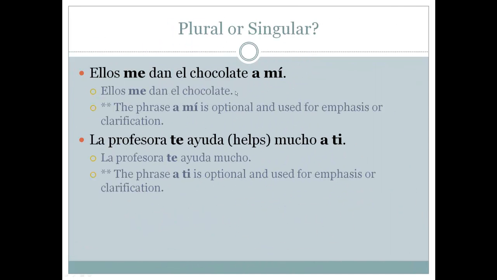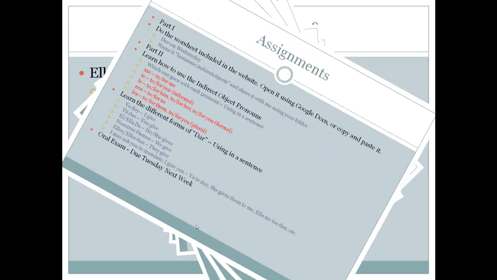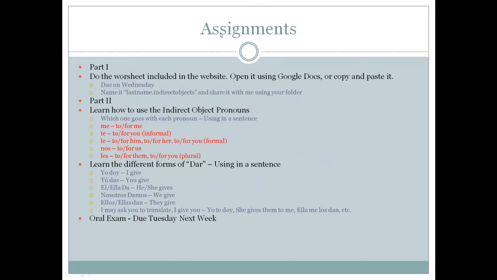Ellos me dan el chocolate a mí. They give the chocolate to me. You can just say they give me the chocolate. Ellos me dan el chocolate. La profesora te ayuda mucho a ti. The teacher helps you a lot. Okay, you can just say la profesora te ayuda, o te ayuda mucho. The teacher helps you a lot.